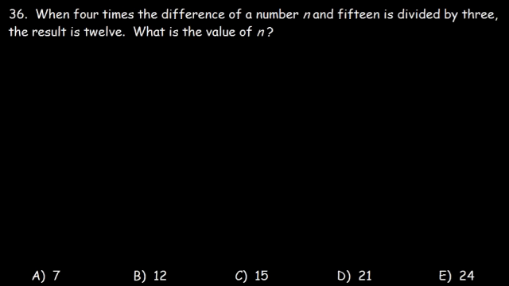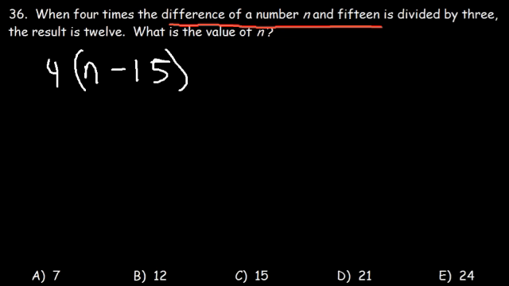36. When 4 times the difference of a number n and 15 is divided by 3, the result is 12. What is the value of n? So let's turn the sentence into an equation. So 4 times the difference of a number n and 15. The difference between n and 15 is simply n minus 15. And it says 4 times the difference, so it will be 4 times n minus 15 in parentheses.